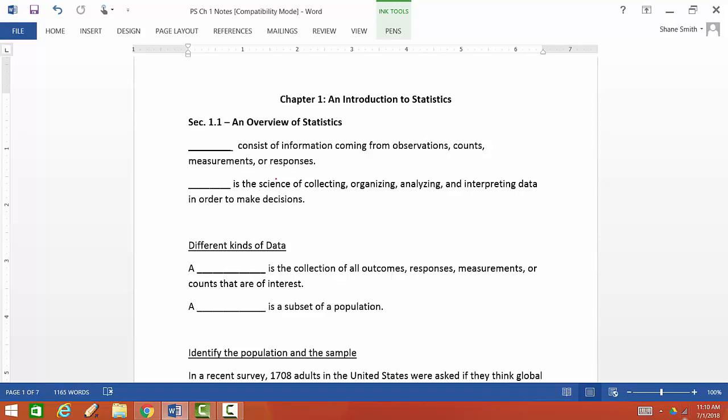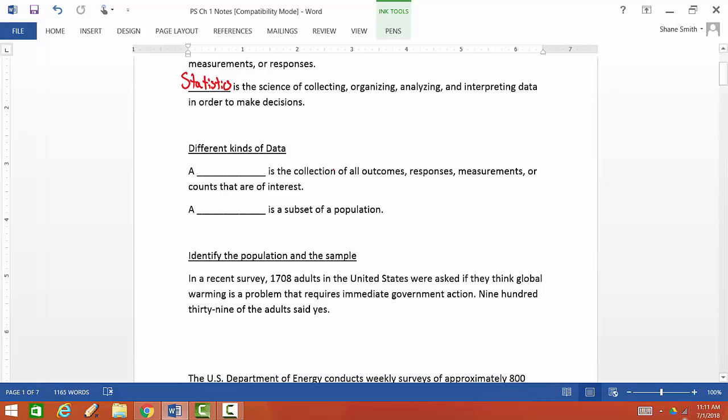So first of all, the first thing we're going to learn about is basically data, which consists of information coming from observations, counts, measurements, or responses. And from data we get statistics. So that's the science of collecting and organizing, analyzing and interpreting data in order to make decisions. All right? And basically, there's two kinds of data that we can have. There's a population and there is a sample. And the distinction between population and sample is very important.